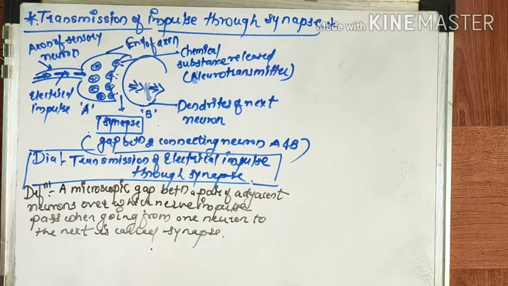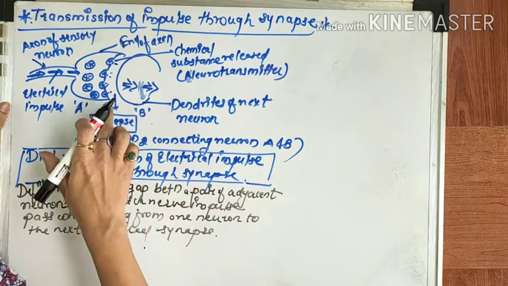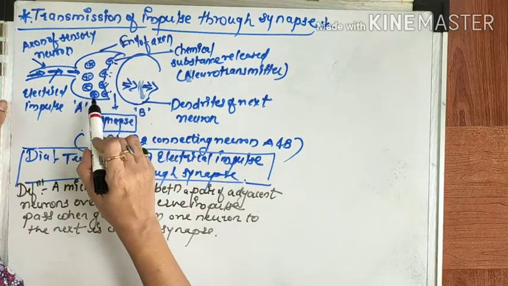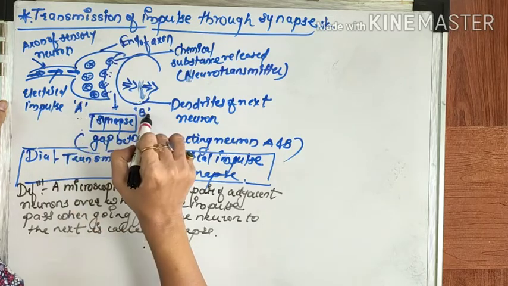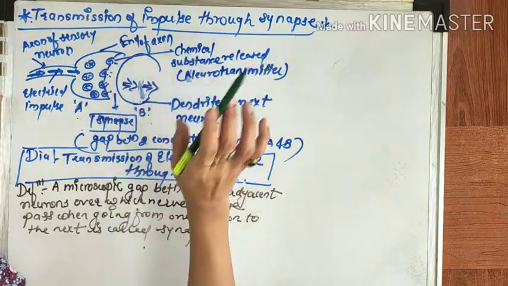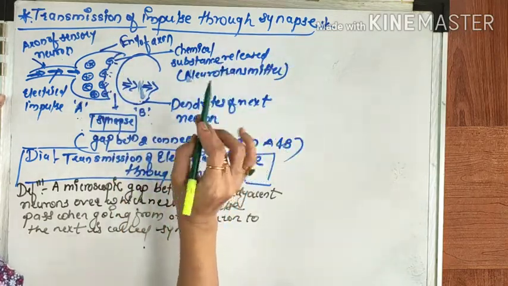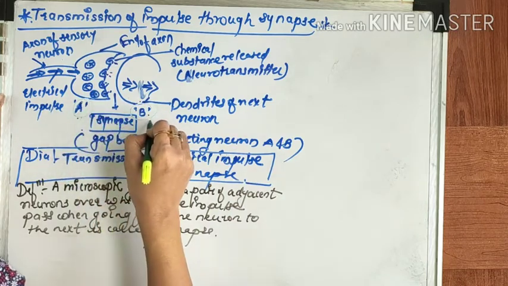Suppose there are two neurons. I am explaining this with a diagram, okay. Now listen very carefully. Suppose these are two neurons, A and B. I am explaining this concept of transmission of impulse through the synapse. So here I am taking two neurons, neuron A and neuron B.